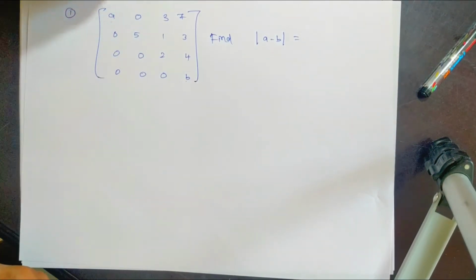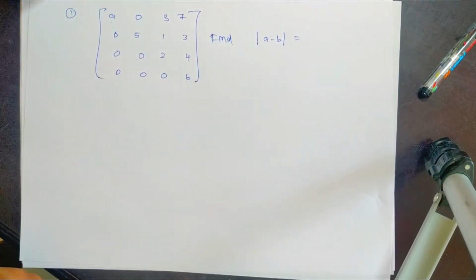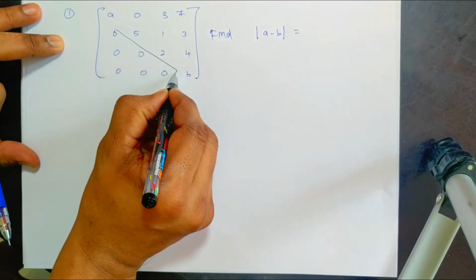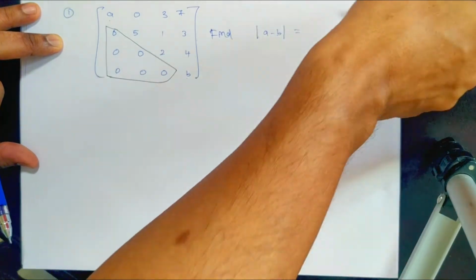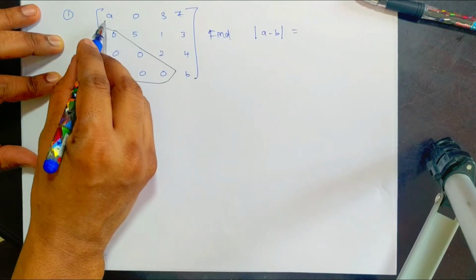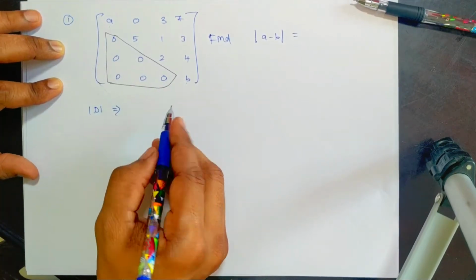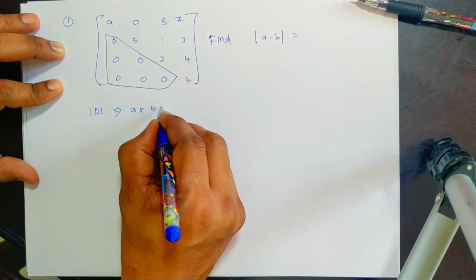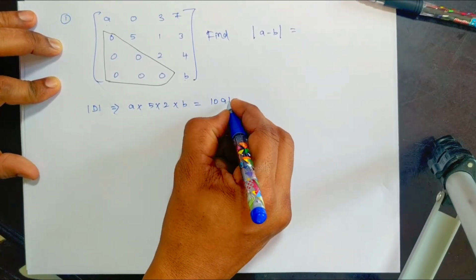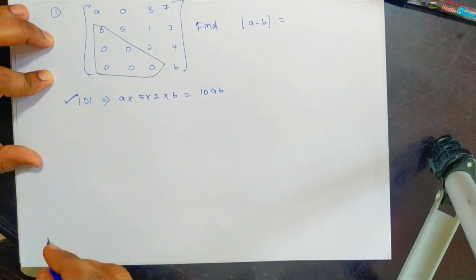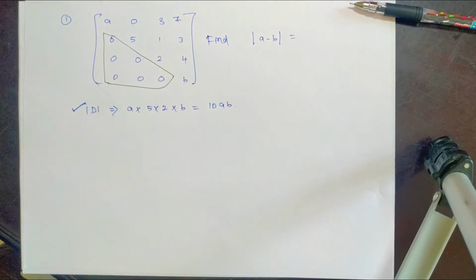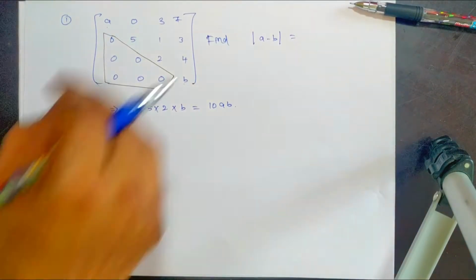So just now in the properties of determinant, we discussed that whenever we have an upper or lower triangle matrix, then determinant is equal to the multiplication of these diagonal values. So A into 5 into 2 into B, which is equal to 10AB. So determinant is 10AB. So we know only the determinant, which is equal to 10 into AB. There is no other information given in the problem.